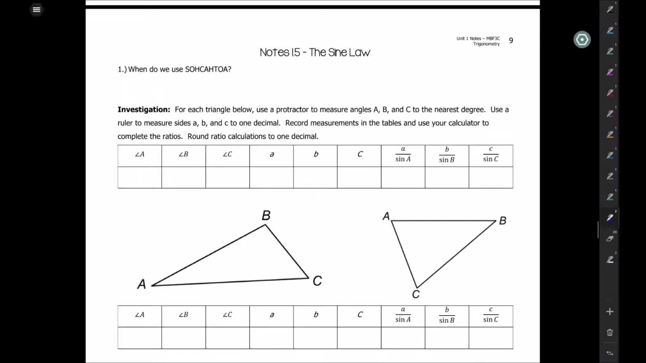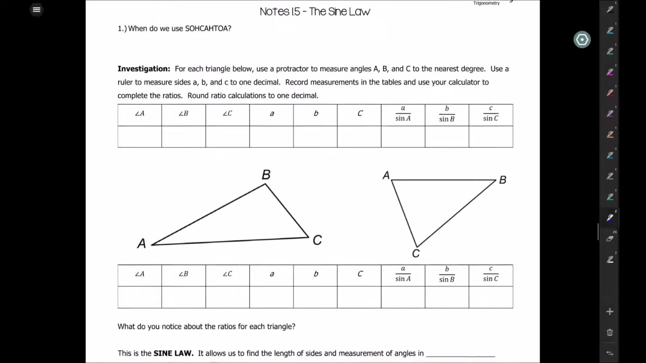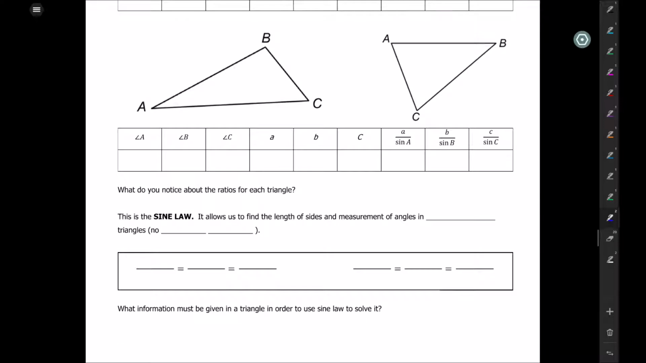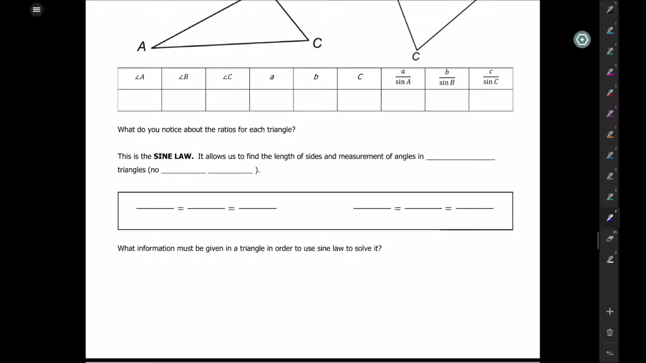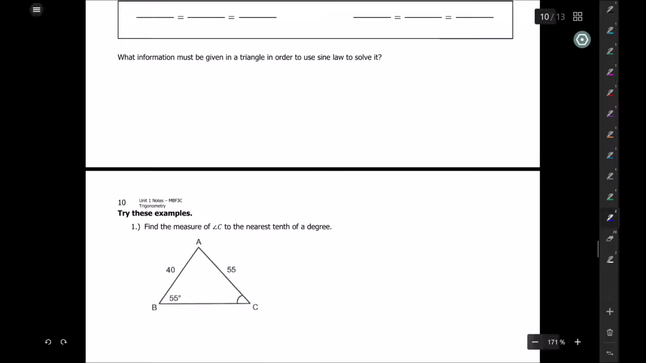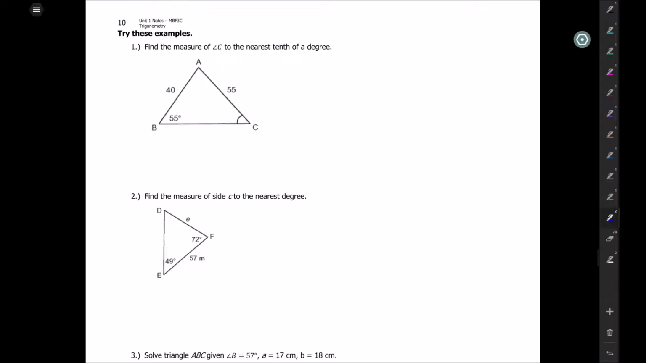Hi everyone. Notes 1.5 are on the sine law, and all of page 9 is an investigation that we have done together in class. If you are not in class for this, then go ahead and try the investigation on your own. All of this information is information that we filled in class. So we're on page 10 right now, and on page 10 we need to try these examples.